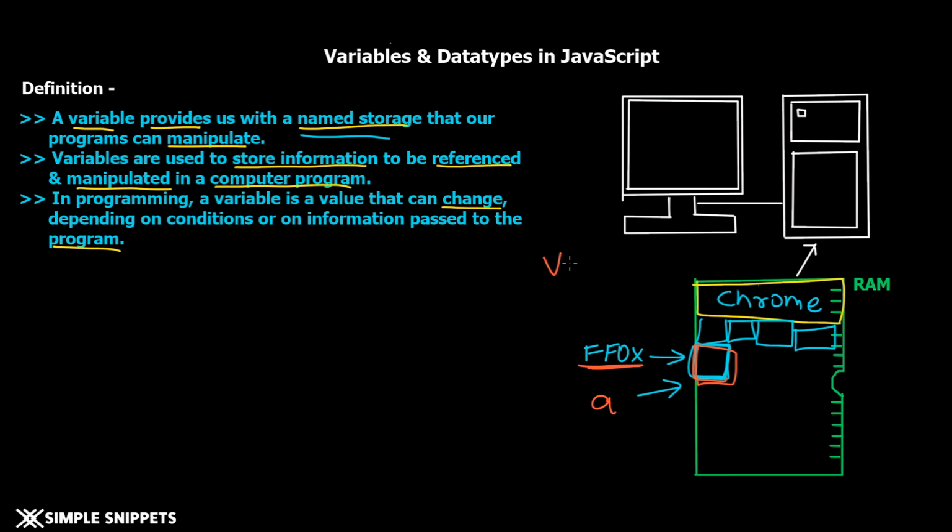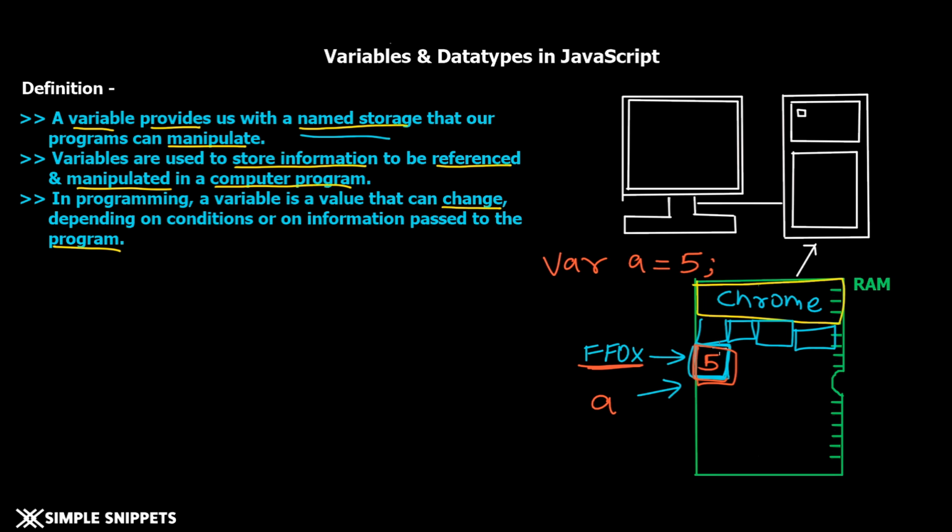In JavaScript, it goes something like this. We have to say var A, and let's say we are storing a number 5, and then a semicolon. So in this memory block, we have the value of 5. We'll talk about the syntax when we actually get into the practical part, but here's what is happening behind the scenes in the memory.